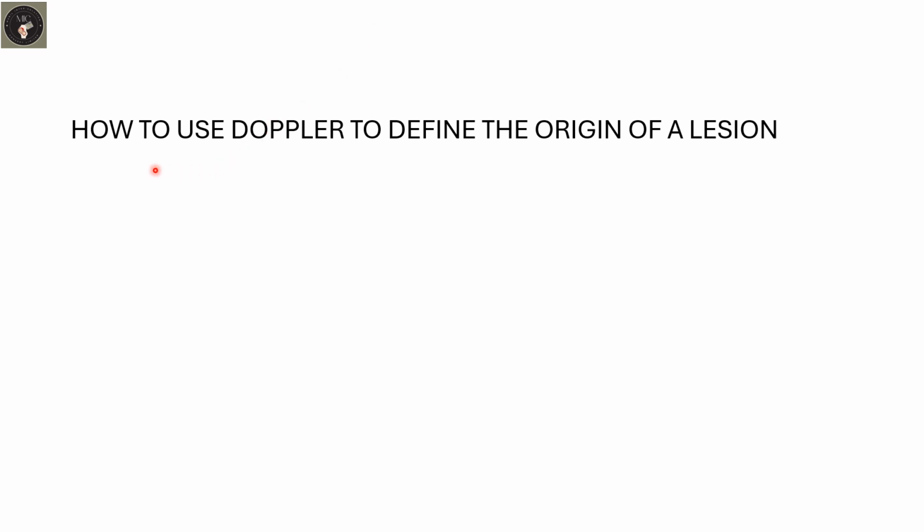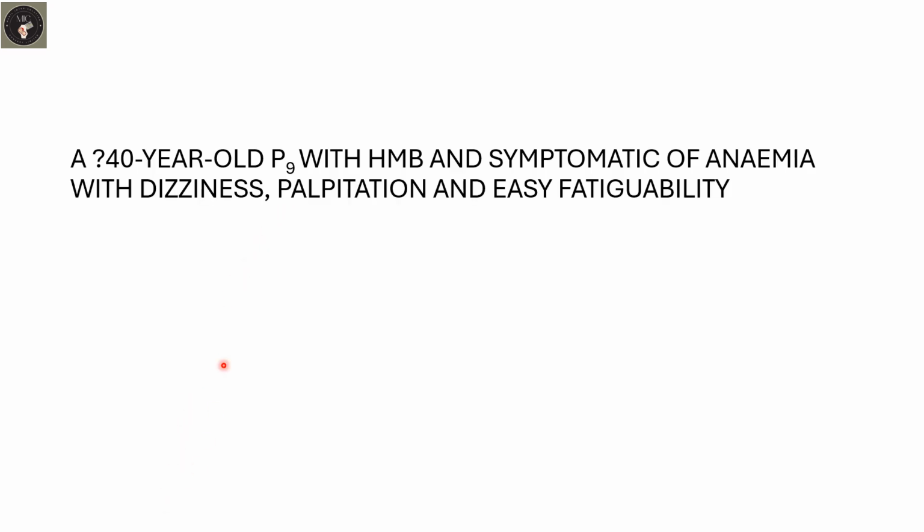I will take us through how to use Doppler to define the origin of a lesion, using this case of a lady who was not sure of her age, but she said she was around 40 years old, para 9, who presented with heavy menstrual bleeding and was symptomatic of anemia.